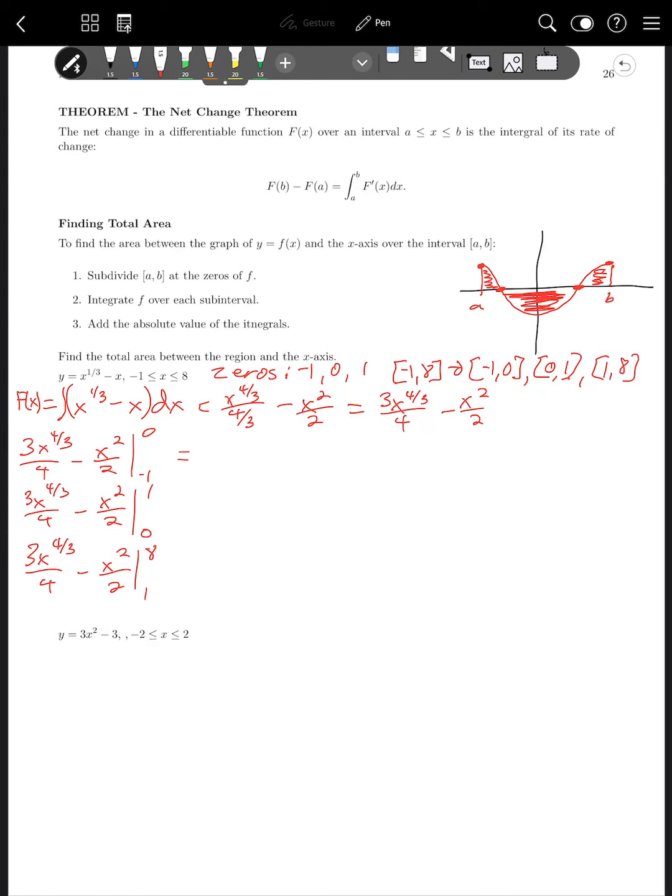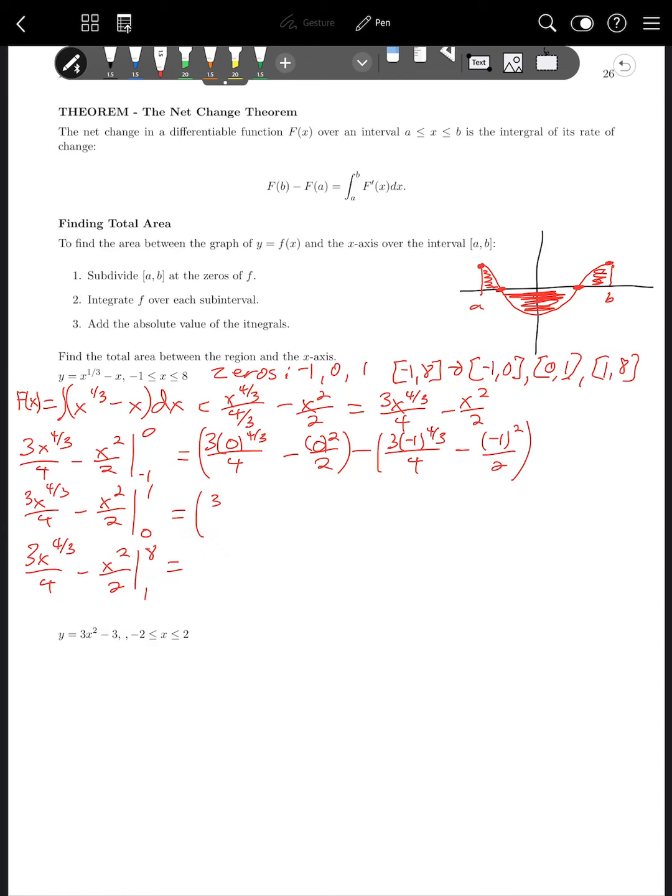Okay, and this would be a good point to use your calculator if you want, but I'm going to write out what I'm going to do. So I'm going to use the definite integral formula. So this would be 3 times 0 to the 4/3 over 4 minus 0 squared over 2, minus 3 times -1 to the 4/3 over 4 minus -1 squared over 2. And we'll get a value for that.